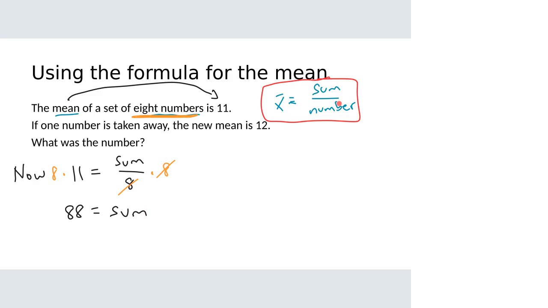All right, now there's going to be this new thing where I'm going to take one of these numbers away. When I take a number away, the new mean is 12. So the mean's going to be 12. I don't know what the sum is going to be. And here it is. Here's the big question. What number goes down here? How many data points do I have now?